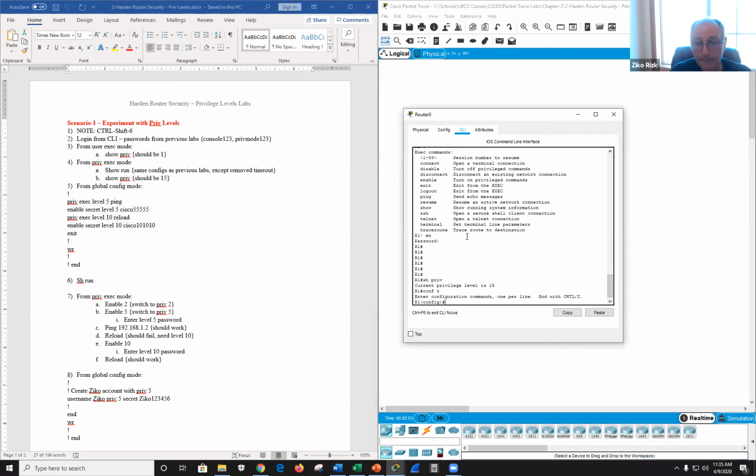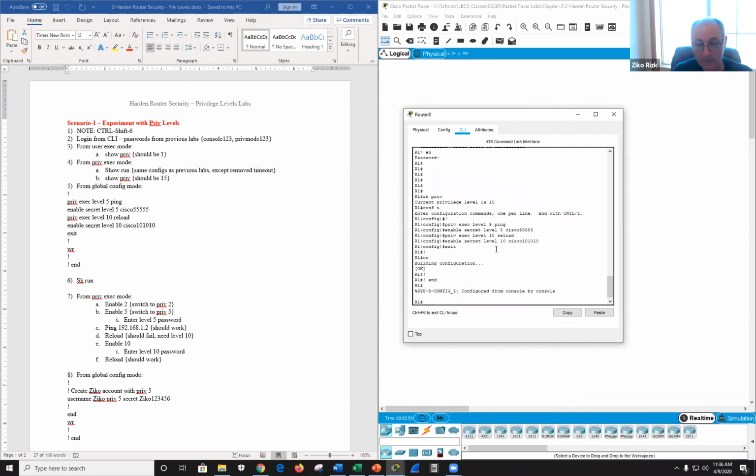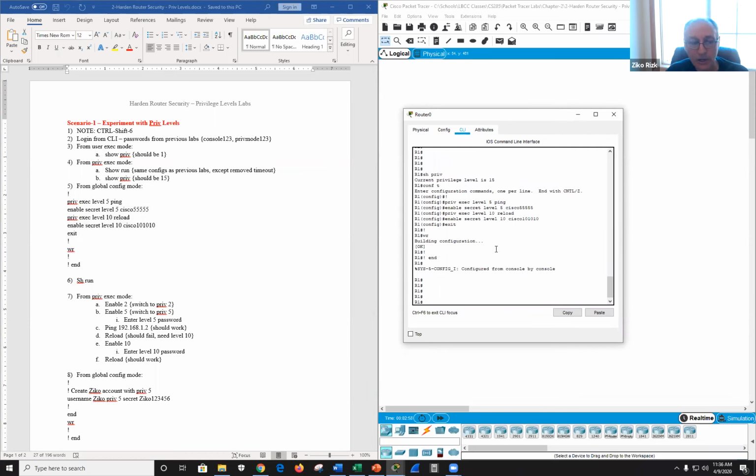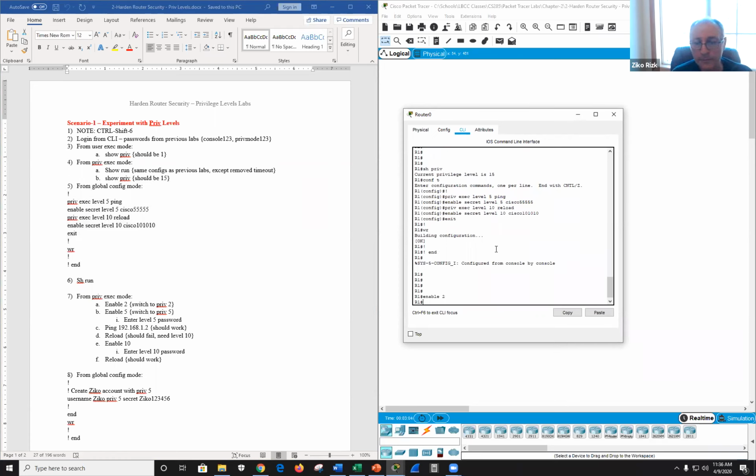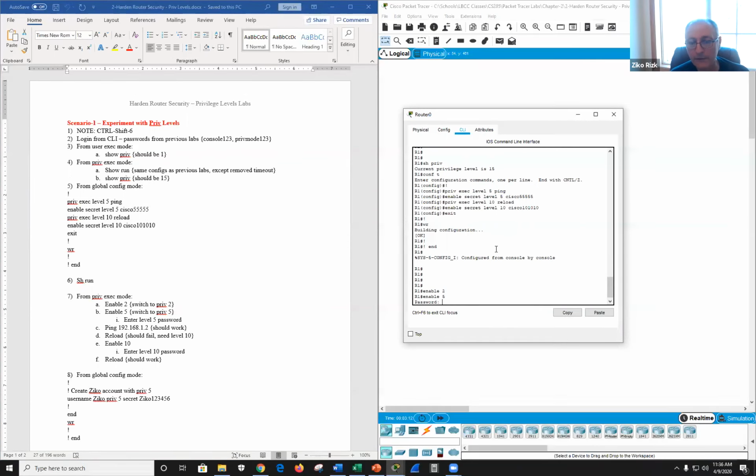Conf t. Okay, I'm still logged on as an administrator. And I'm gonna type enable 2. Okay, and now I'm in level 2. Okay, enable 5, this is how you jump from level to level.